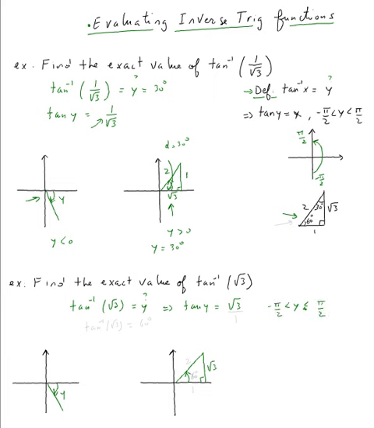So this has to be square root of 3, same thing as square root of 3 over 1. So this is 1. So this has to be 2. Looking at this triangle, this has to be 60 degrees. So the answer will be tangent inverse of square root of 3 is 60 degrees. And that's it for this example.